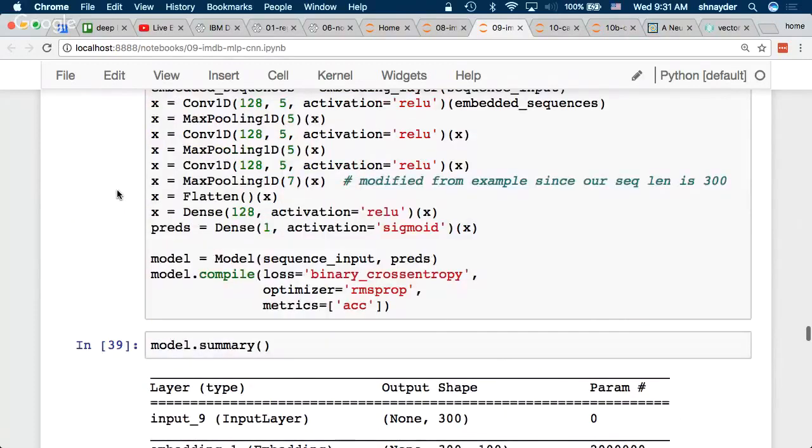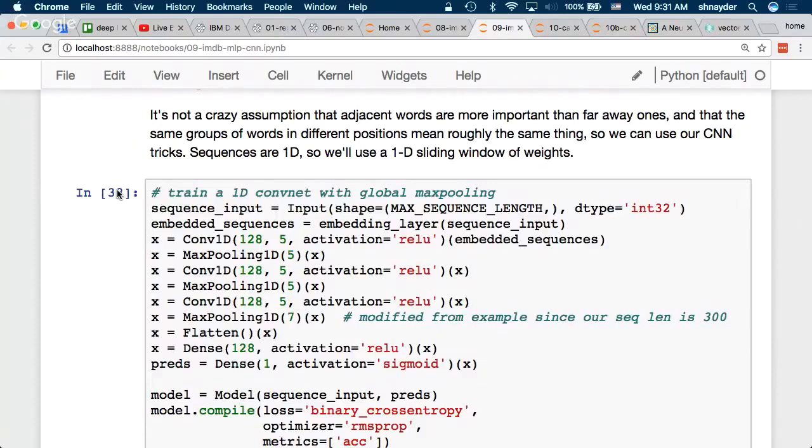But now, let's do 1D convolutions. Let's see what this is doing. We're going to take a convolution with 128 features, like we had feature maps yesterday. Now it's just 1D, and we're going to have windows of size 5. So before we had 3x3 or 5x5, now it's just a one-dimensional filter that we're sliding along. Activation is still ReLU. And we're going to do max pooling, more aggressively than for images. So we're going to look at groups of 5 words at a time and take the maximum value for each of these features for every 5 words. So it reduces dimensionality quickly.